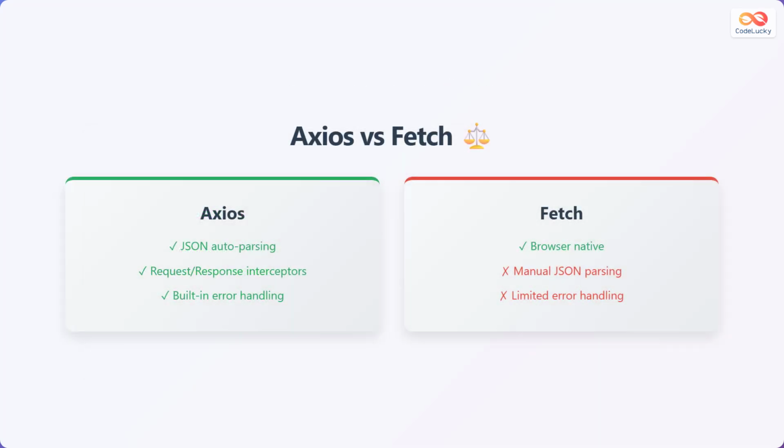Let's compare Axios with the native Fetch API. Axios offers automatic JSON parsing, request and response interceptors, and built-in error handling. Fetch, being browser native, requires manual JSON parsing and offers limited error handling capabilities. While Fetch is readily available in browsers, Axios provides additional features that simplify API interactions.